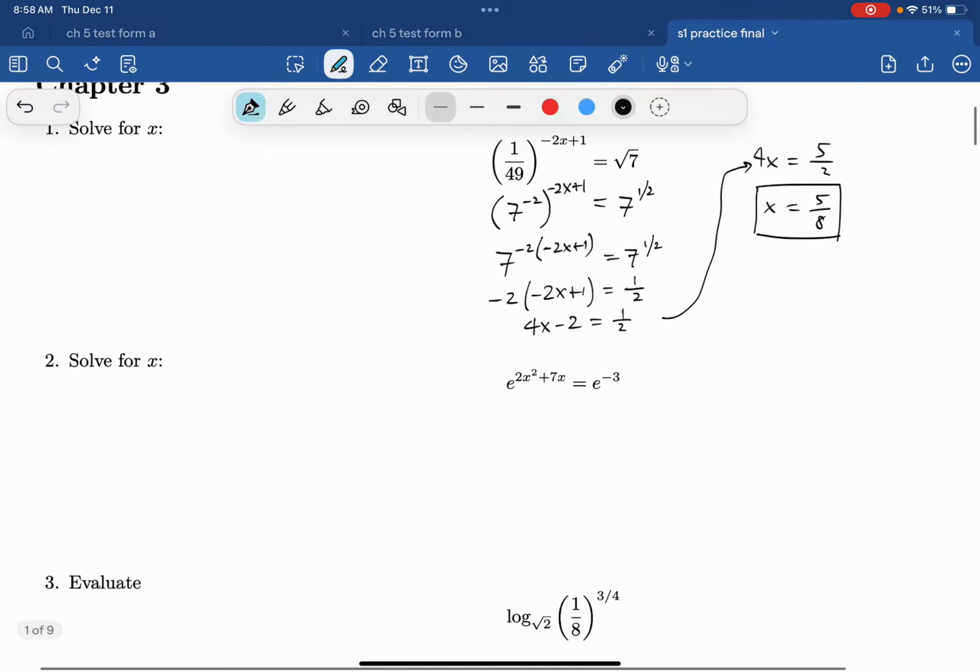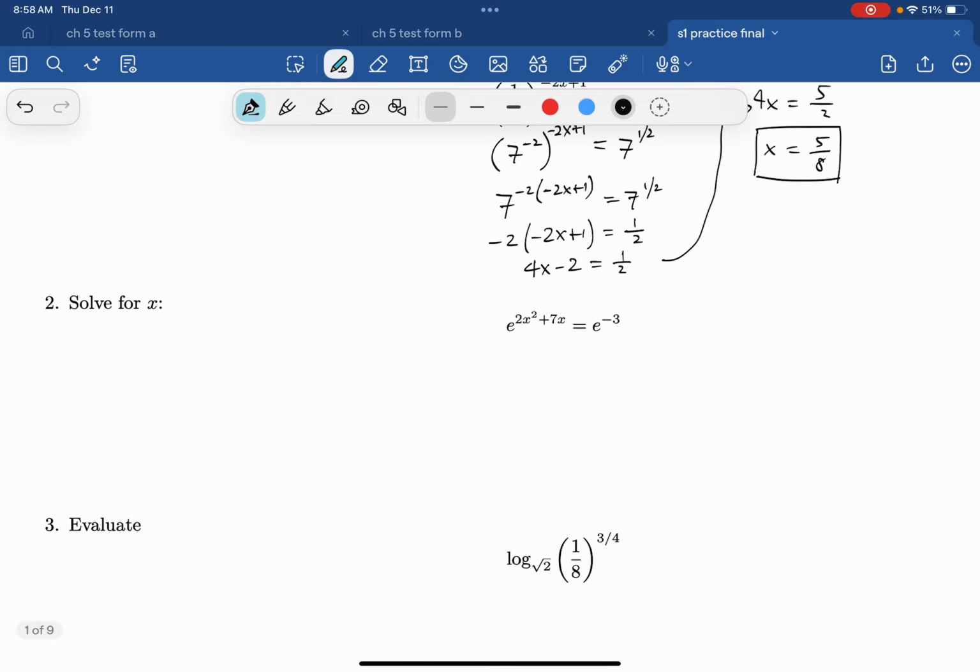Next question, we're able to simply directly set the exponents equal to each other because their bases are already the same. They're both base e exponents. And so we're able to simply write 2x squared plus 7x equals -3. And so that means we just have a quadratic in terms of x if we move this 3 to the left side. And so because we have a quadratic equal to 0, all we need to do is factor the left-hand side, and we'll be able to get x.